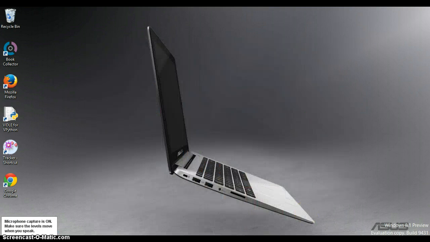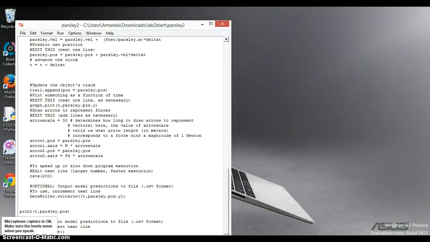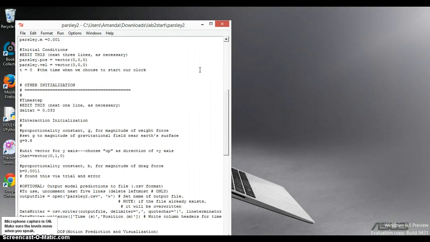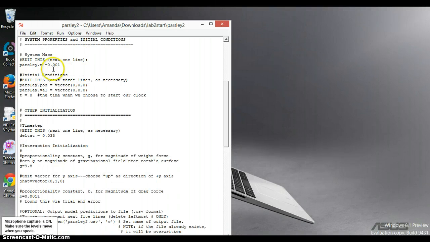I wrote a computer model of an object falling from rest to compare the calculated results with my observed results. First, I set up the initial conditions of the system by entering the mass of the parsley as measured with my kitchen scale, the initial position of the parsley, which I had set as the origin, and the initial velocity of the parsley, which was 0 since the parsley started from rest. I set up the time step to be the same as the time step used in the experiment and entered the correct value for the gravitational constant g.